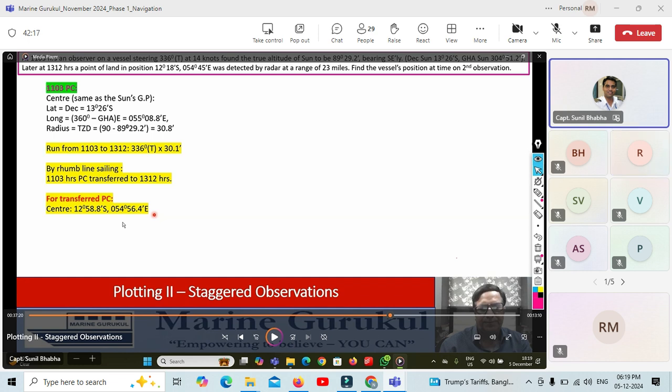The run is applied on the center of the circle. So we have the center of the circle as 1326 south, 0558.8 east. We apply the run, which is 336 and a distance of 30.1 miles. When you apply this course and distance to this center, you get the transferred center, and that is what is calculated. Now we can plot this transferred center, and if we draw a circle with a radius of 30.8 miles, it will be our transferred PC.